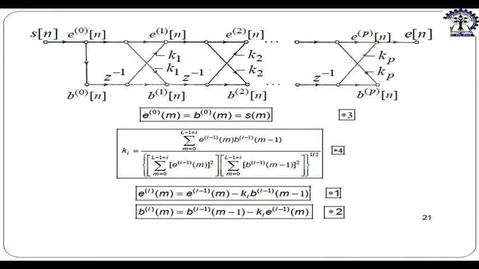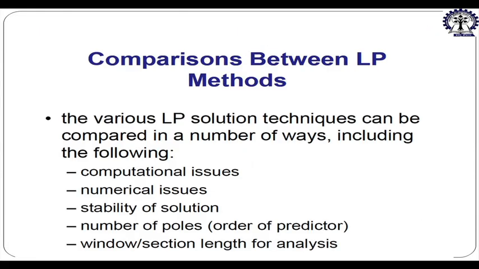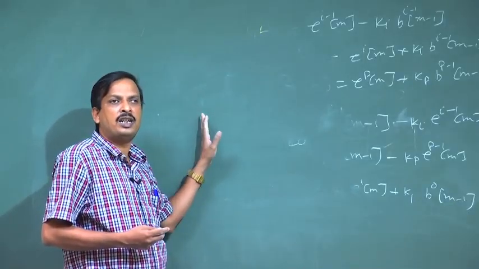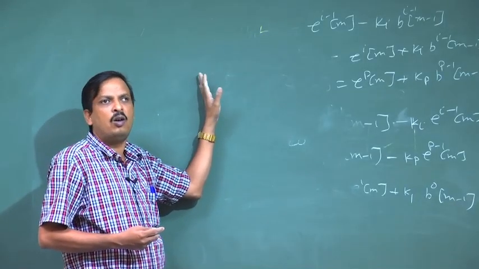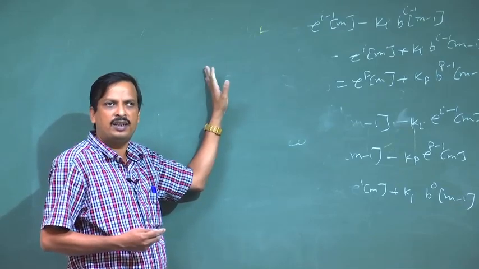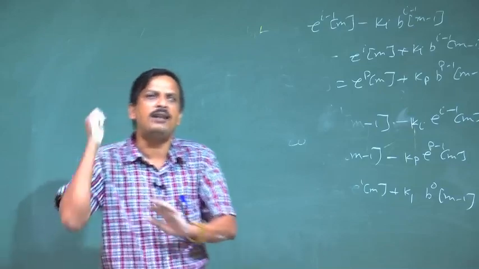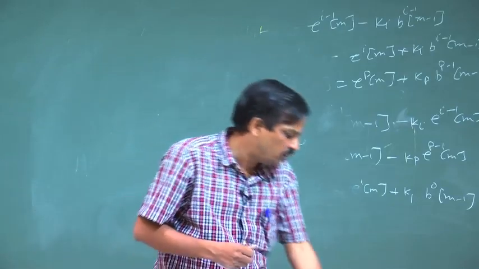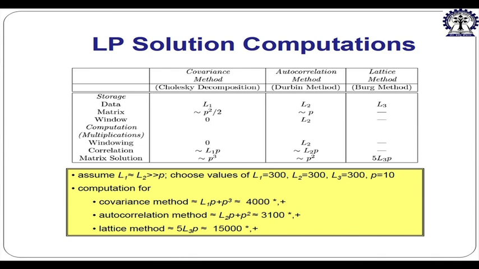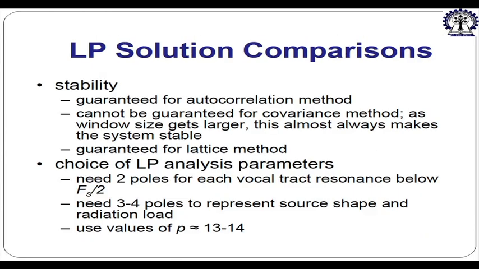So, this is the summary. Now, comparison: you may compare the different methods for LP extraction. The lattice methods combine the two stages, the correlation or autocorrelation matrix and the linear solution, and use a single stage. The computational issues you can read from those slides.